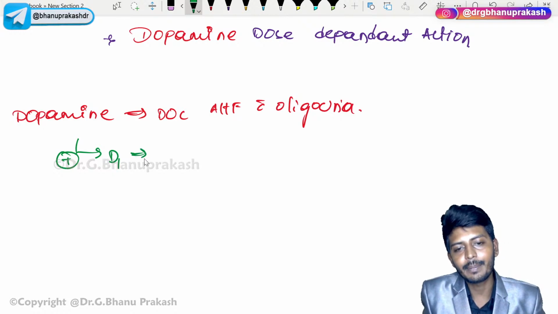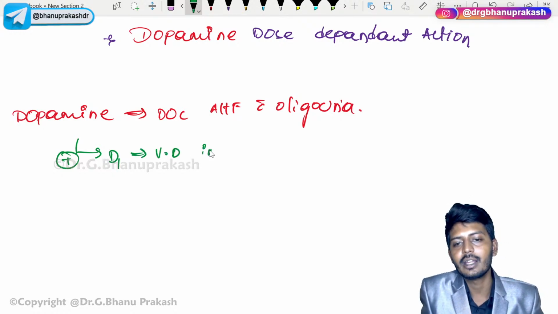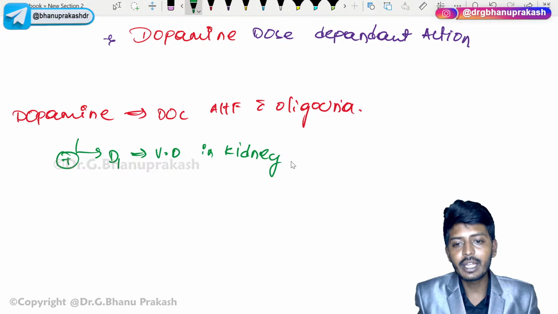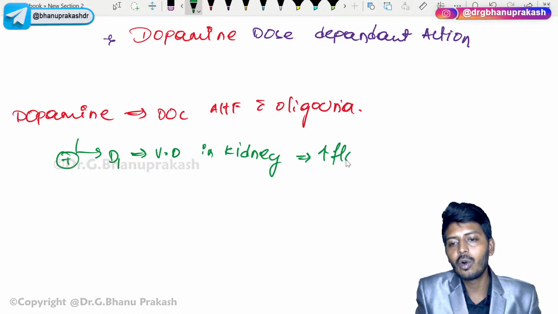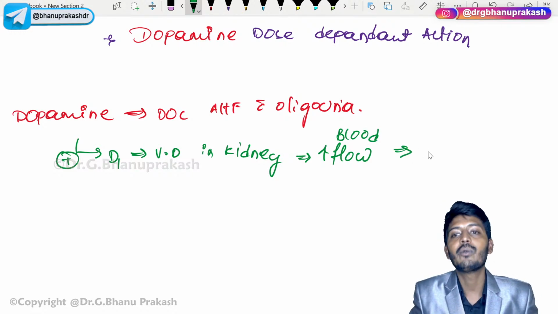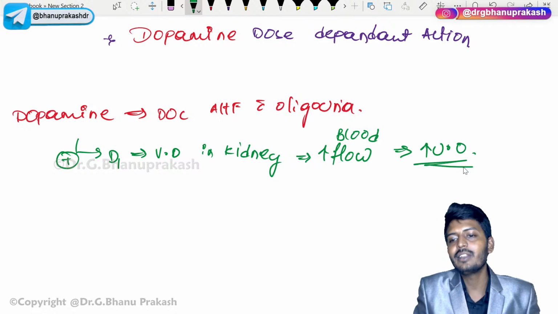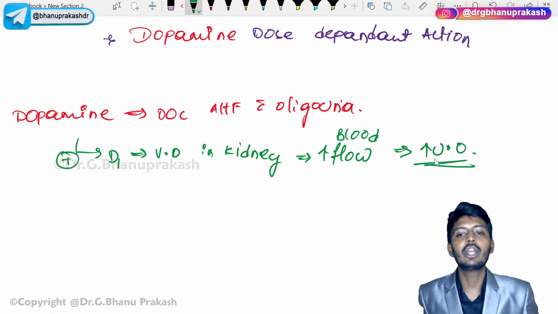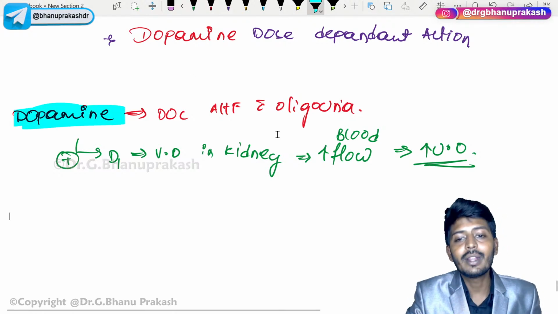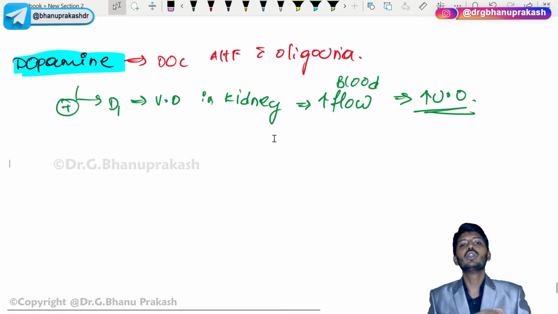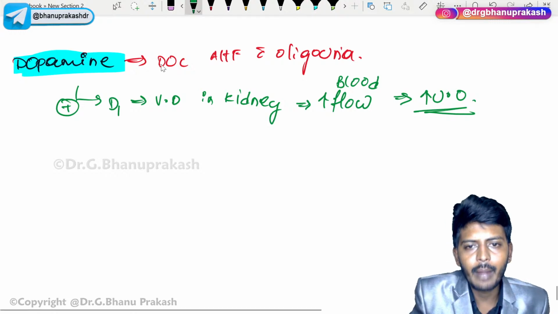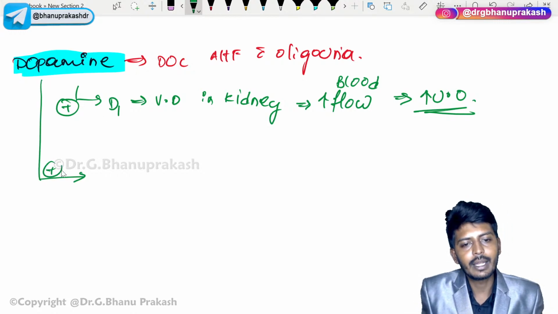If it stimulates the D1 receptor, remember, it will cause vasodilation in the kidney. If vasodilation occurs in the kidney, renal blood flow will increase. If there is an increase of blood flow to the kidney, automatically what will happen? Urine output will increase. That is why for any patient with oliguria plus acute heart failure, the best drug is dopamine. Whenever you give dopamine, you are going to monitor your urine output, my dear student.